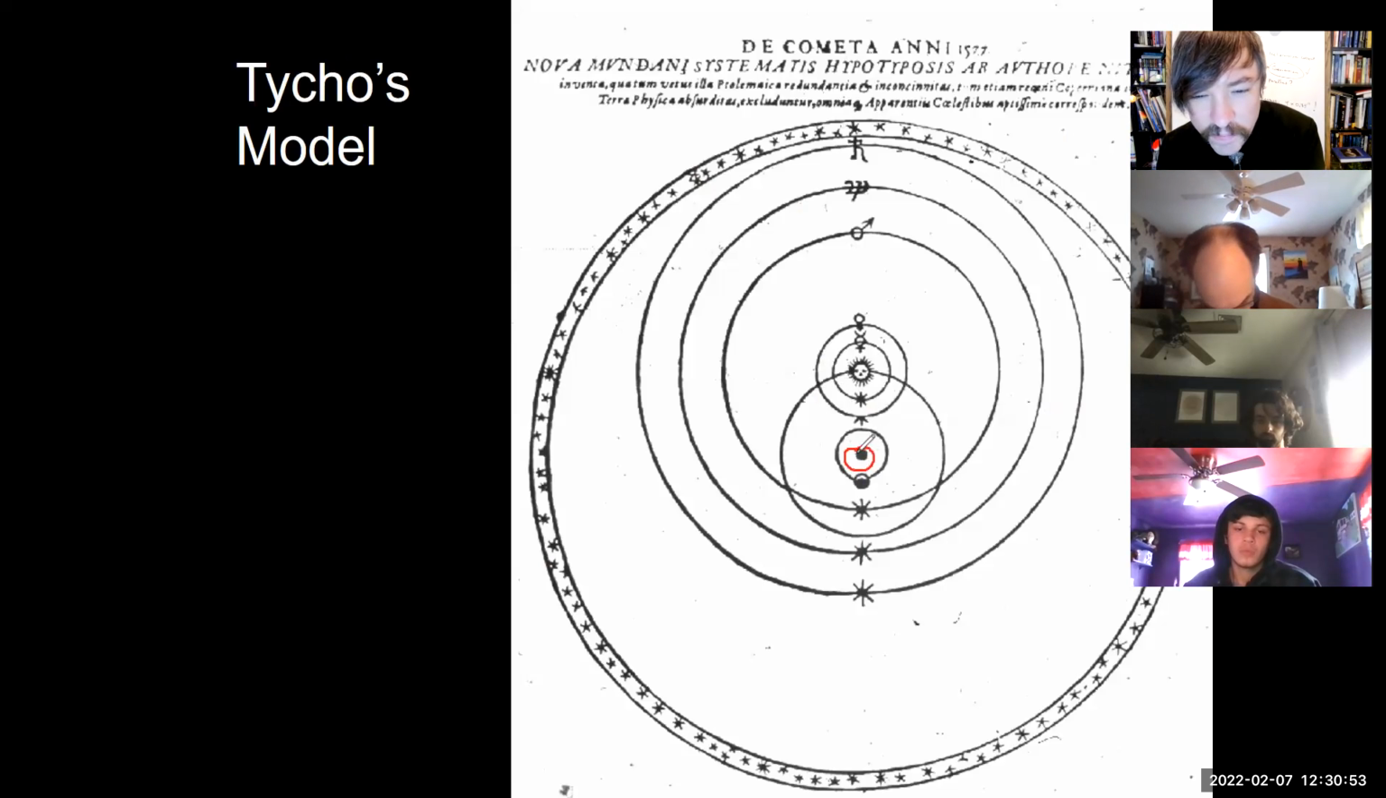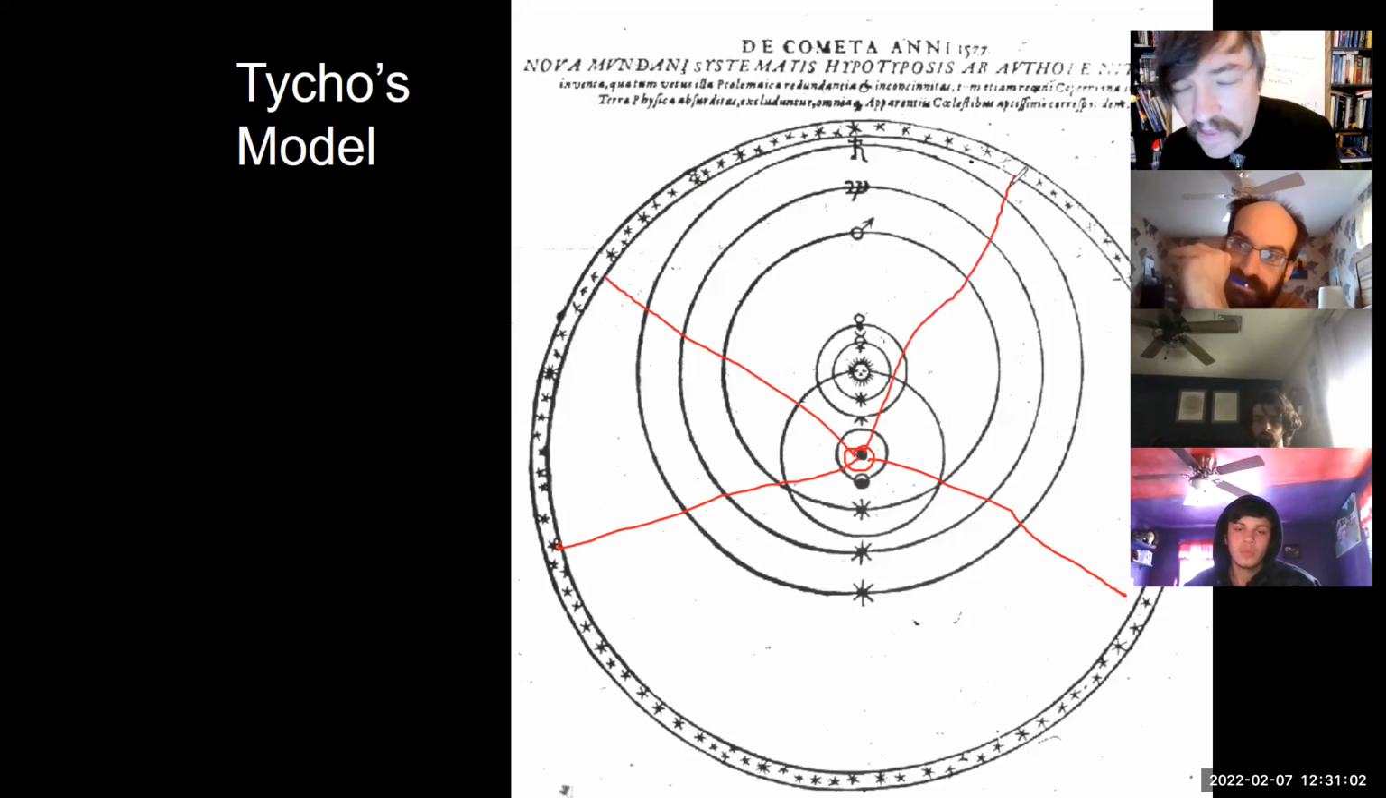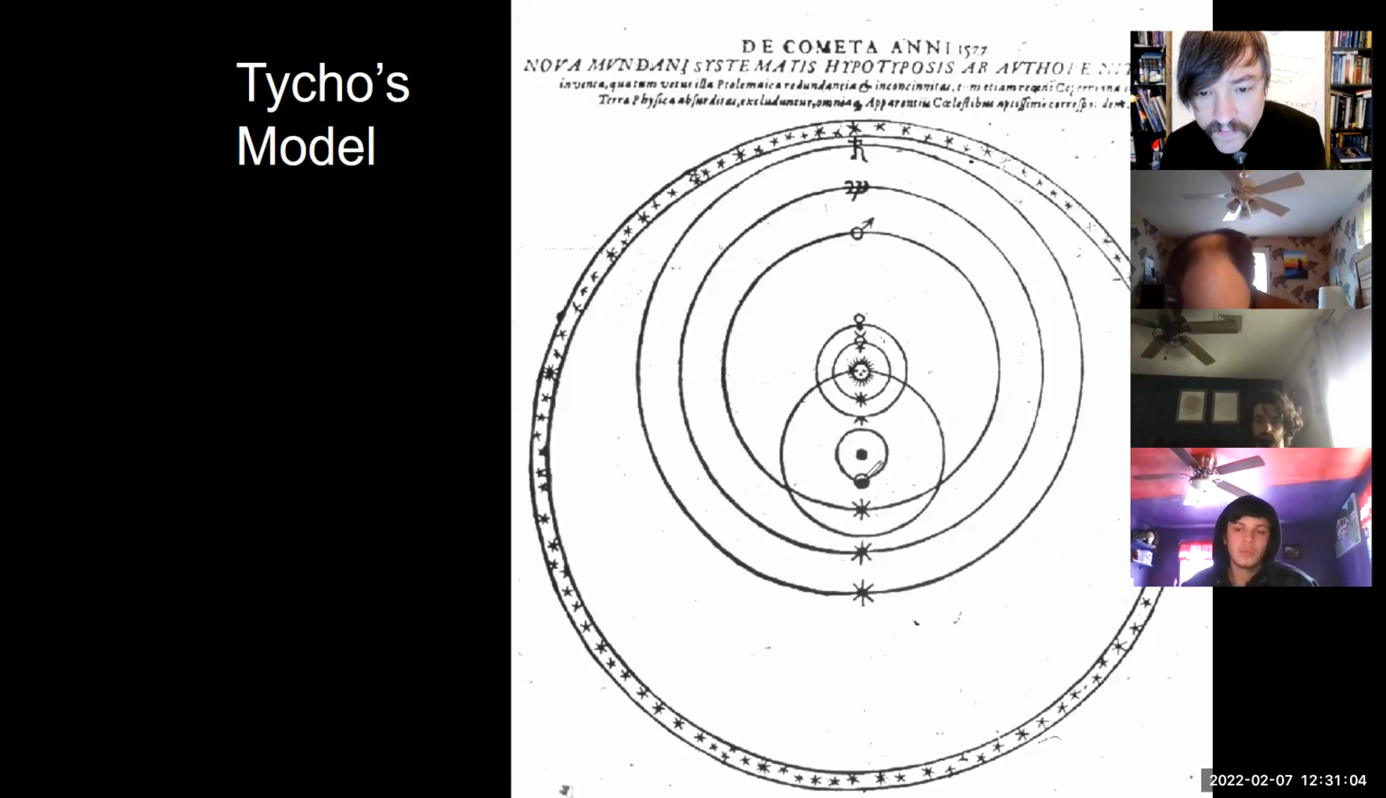First of all, Tycho placed the Earth at the center of the cosmos. And you can see the Earth here, which is just a dot, is at the center of the background sphere of stars, and that accounts for the lack of parallax. Then he has the moon orbiting Earth, and he has the sun orbiting Earth. But check this out. He does not have the other planets orbit Earth. He has the other planets orbit the sun.